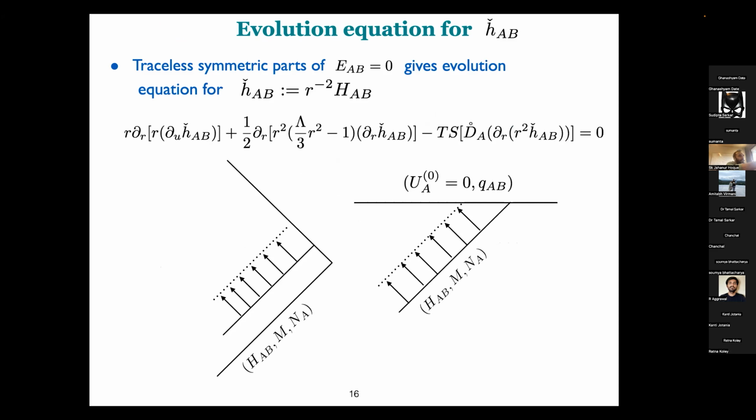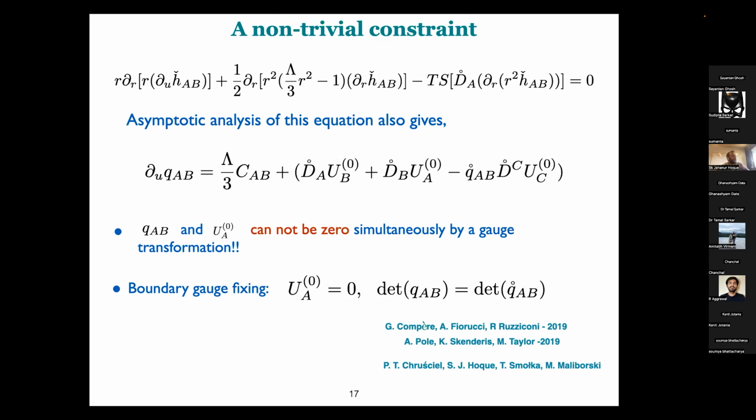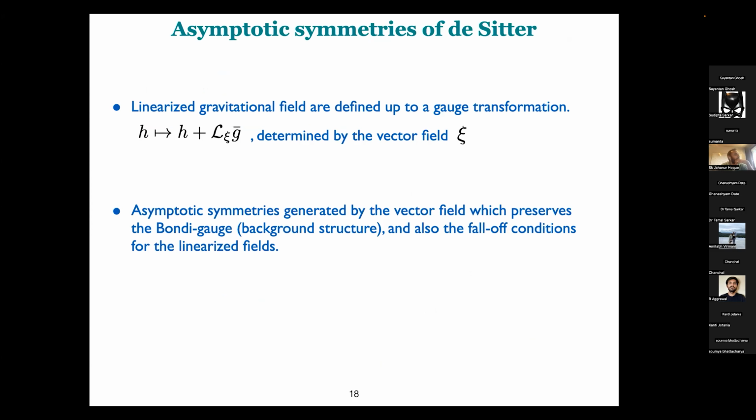So in flat space, you can put both terms to be zero, but in de Sitter, you have to fix something, Q_AB or U_A, on SCRI actually, because they are exactly the boundary data on SCRI. And I think this is consistent with the boundary value problem of de Sitter, because if you put everything to be zero, then your space-time is trivial. Okay, so we'll use this boundary gauge fixing condition.